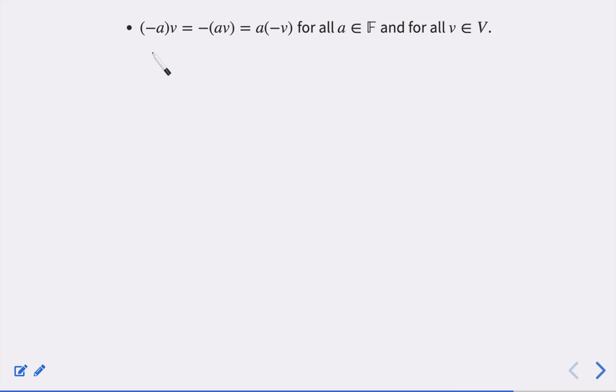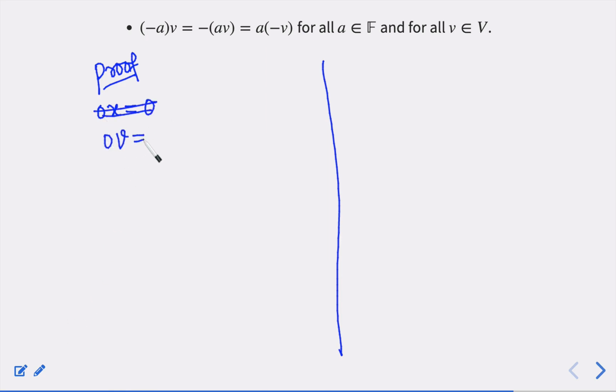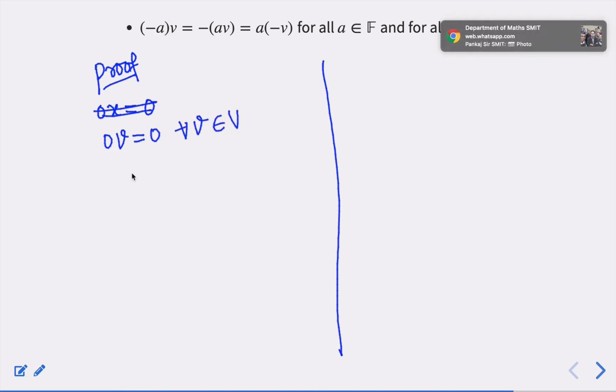Also, you can say this property holds. What does that mean? Minus a times v is the same as writing minus of a times of minus v. We use this in our real life without noticing that actually this is a property in vector space. How do I prove this property? So, proof. We know that 0 times v is equal to 0 for every v, as we have just proved in the previous one.